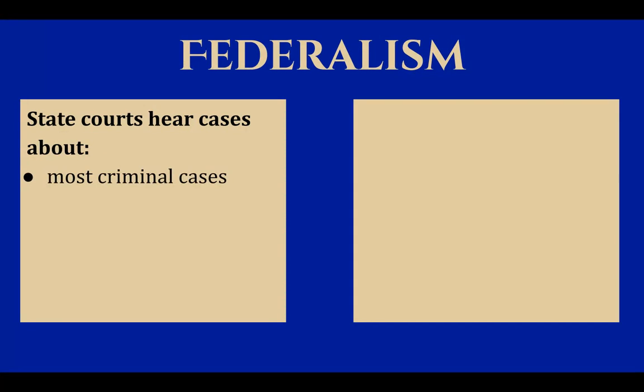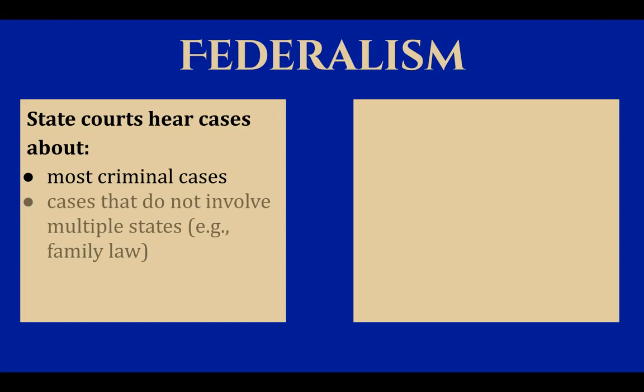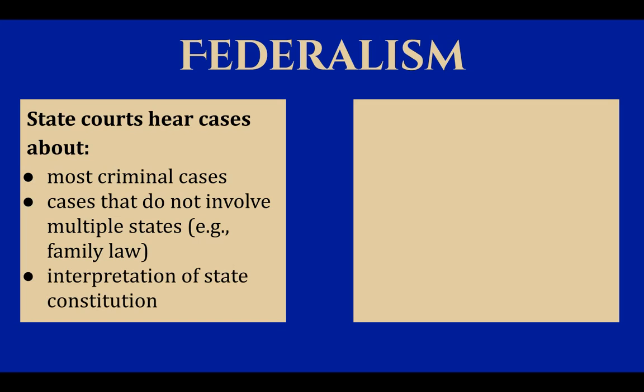State courts also hear the types of cases that do not involve multiple states or other countries. For example, family law is an area of the law you're probably familiar with that is decided in state court. If a couple wants to divorce or a person wants to adopt a child, those cases go before a state court. Finally, each state has its own constitution, and the state courts hear cases about the interpretation of that state constitution.